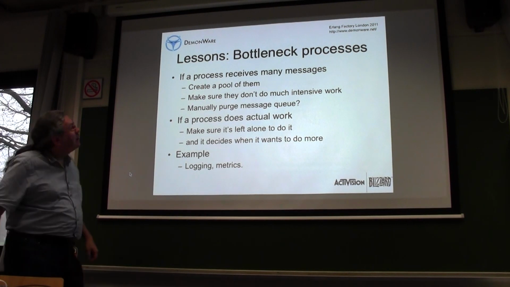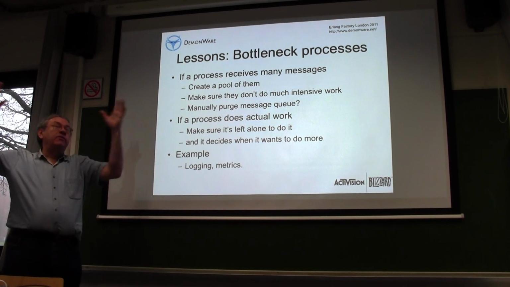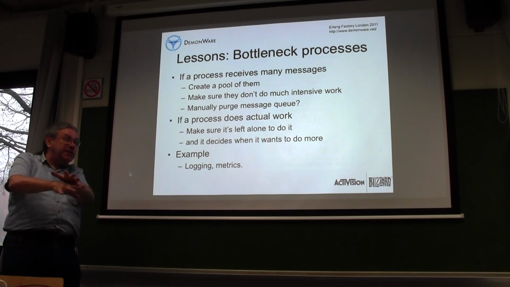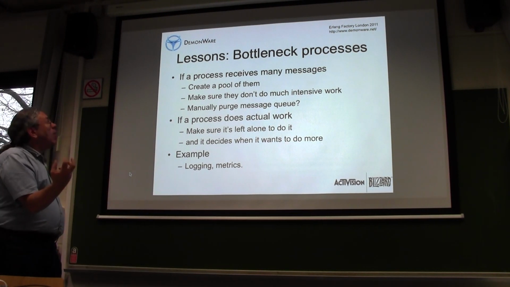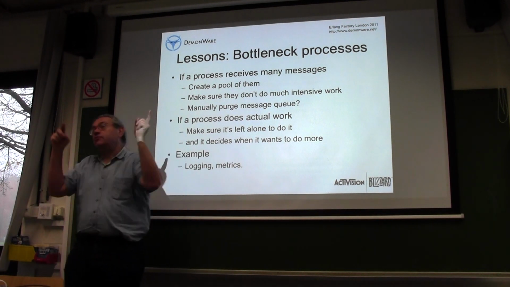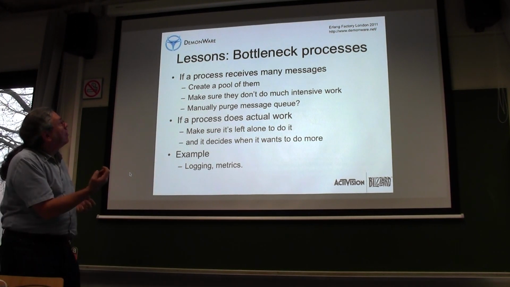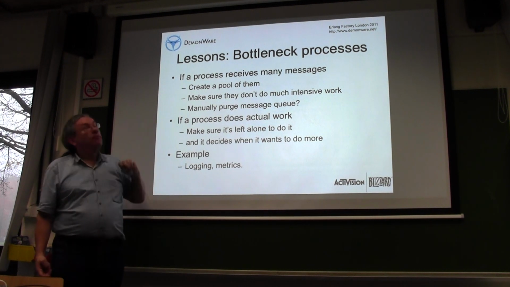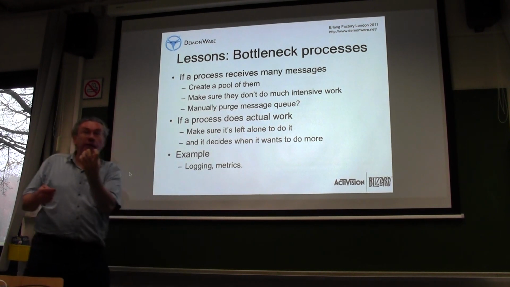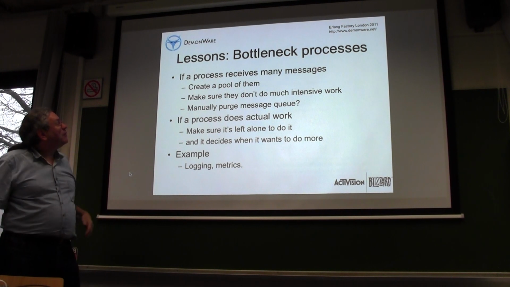Okay, another lesson, bottleneck processes. Now, we're talking millions of users concurrently, and there are lots of processes handling this. What if one process is a bottleneck? It receives many, many messages, a huge number, so it is slowing everything down. You want to avoid that. Avoid the bottlenecks. So you create a pool. Instead of one, you have several, and each one handles some of the messages.